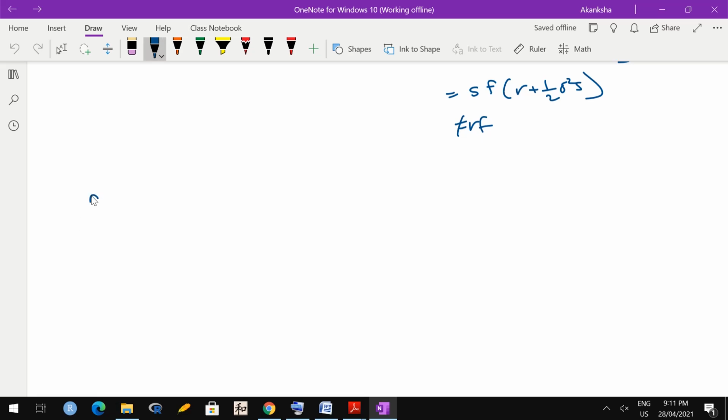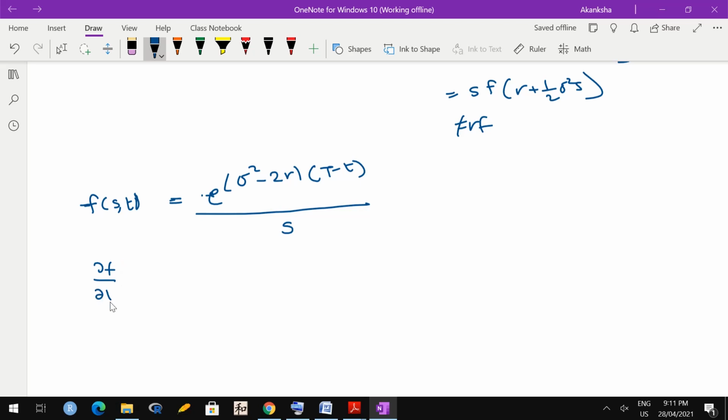So suppose we have a derivative whose price is a function of S and t both, and of course, ideally any derivative price is a function of S and t both. So e raised to (sigma square minus 2r) into (T minus t), divided by S. So it's a pretty complicated equation. So we can try to compute again the same terms.